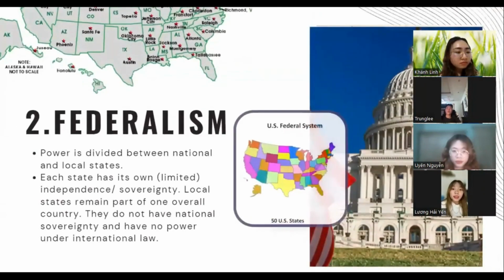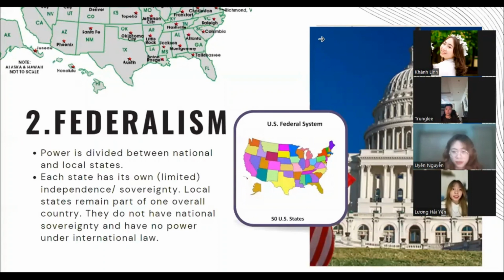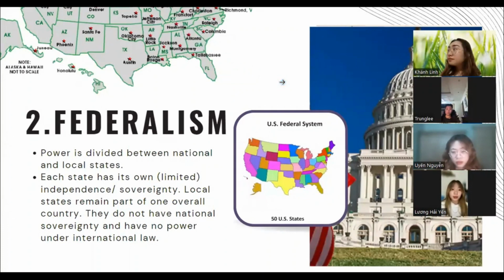And the next one is federalism. Federalism is a crucial concept in the American system of constitutional government. It means the governing power is divided between the federal government and state governments. So a state has its own limited independence or sovereignty. Local states remain part of one overall country. They do not have national sovereignty and have no power under international law. So the federal government has the power to control issues at the national level.